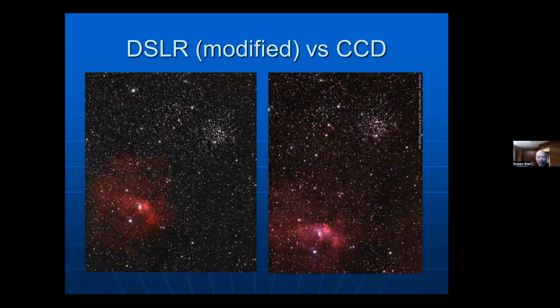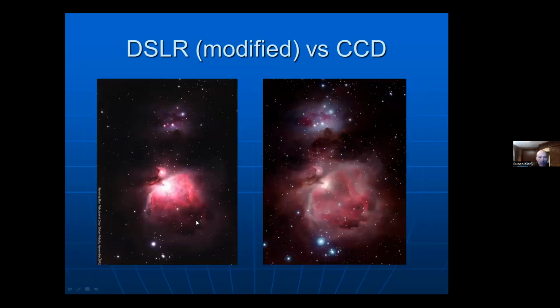All right, and then just one more example that I have of DSLR versus CCD, the Bubble and M52 together, a nice pairing. I think that here the larger chip of the DSLR really got a little bit better framing of the object. Here I was coming off the edge of the image.